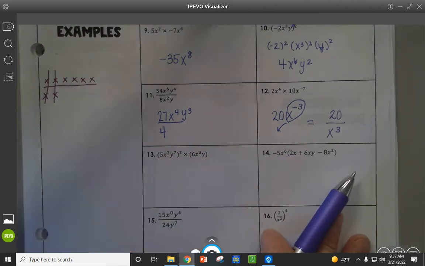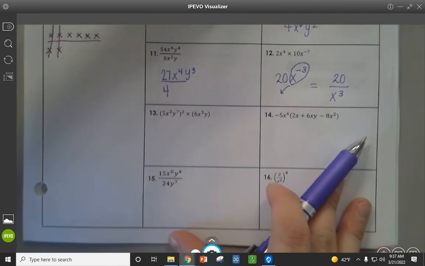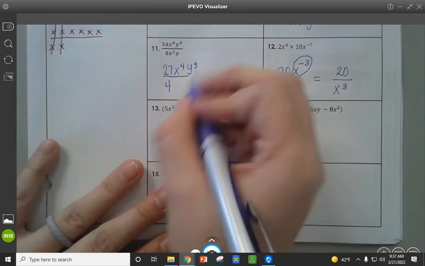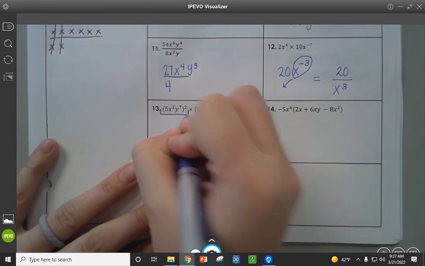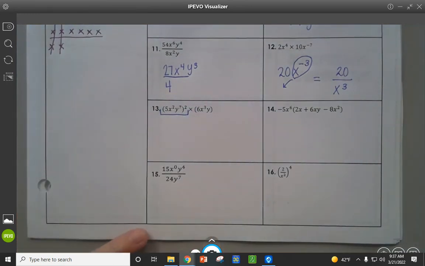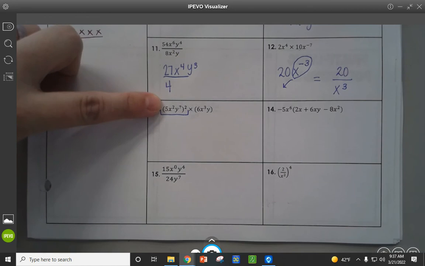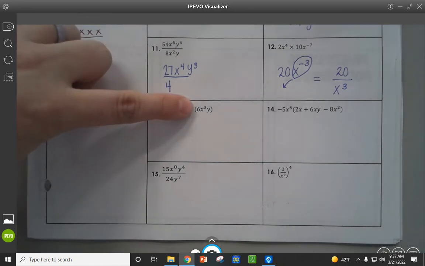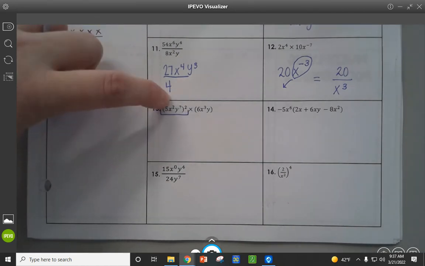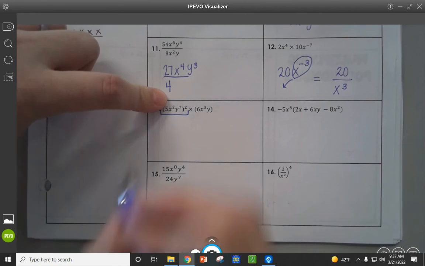All right, number 13, we kind of have two things. So we're only going to do one part at a time. So let's do this part first. Exponents come first. So what is 5 squared? 25. Yep.